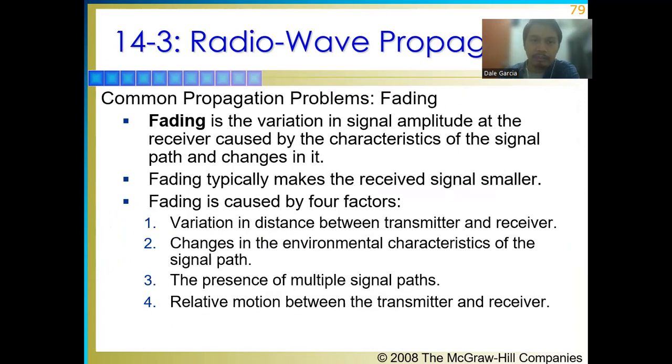Fading. Fading is a variation of signal amplitude at the receiver caused by characteristics of the signal path and changes in the signal path. So, especially within the context of link budget calculations, one of the biggest factors being considered is of course the distance. The inverse square law, as explained earlier, restricts us from lengthening the distance between two antennas, the transmitter and the receiver.